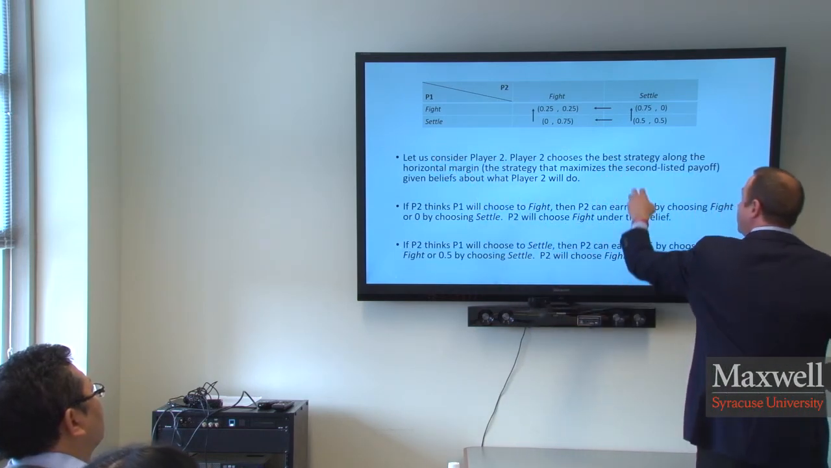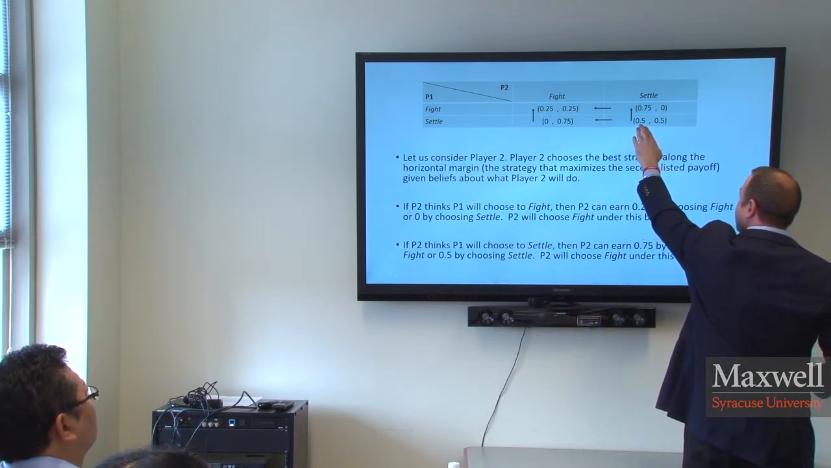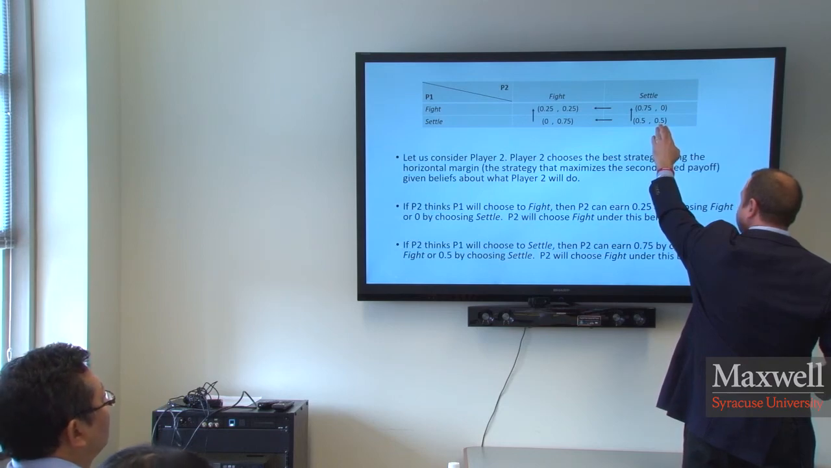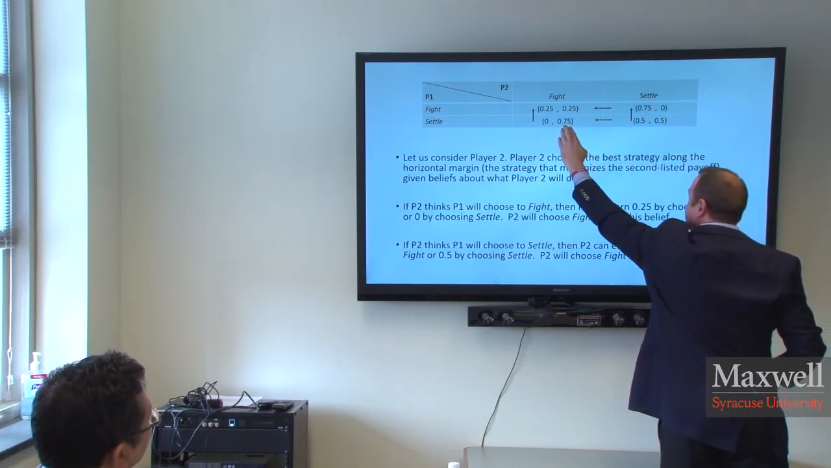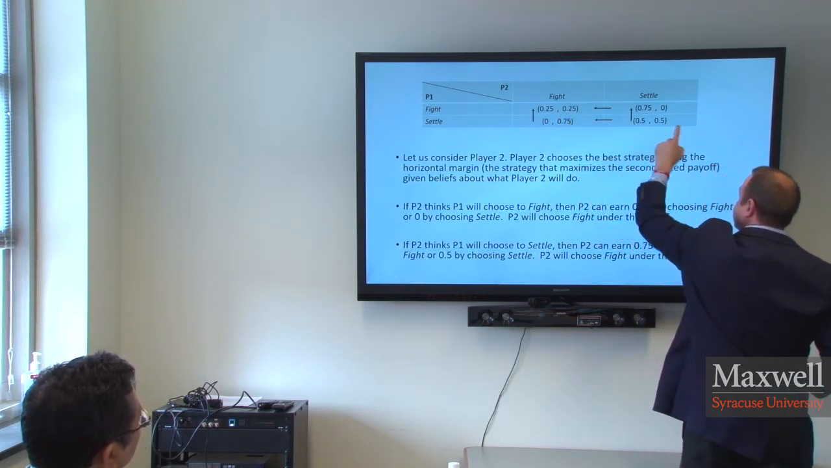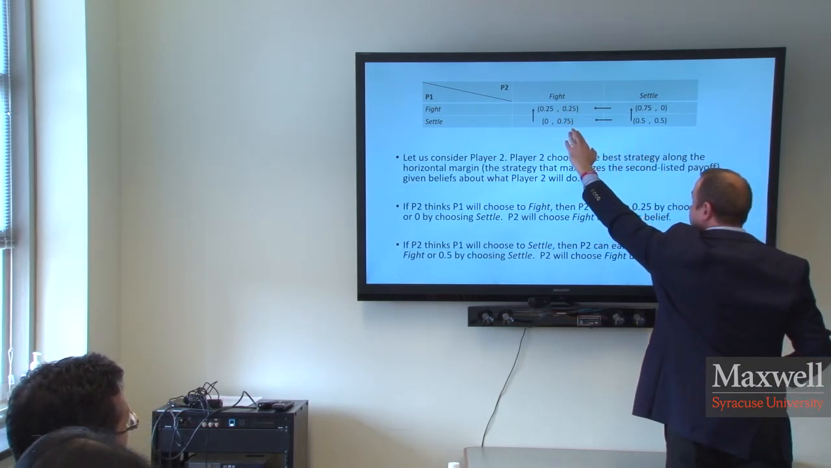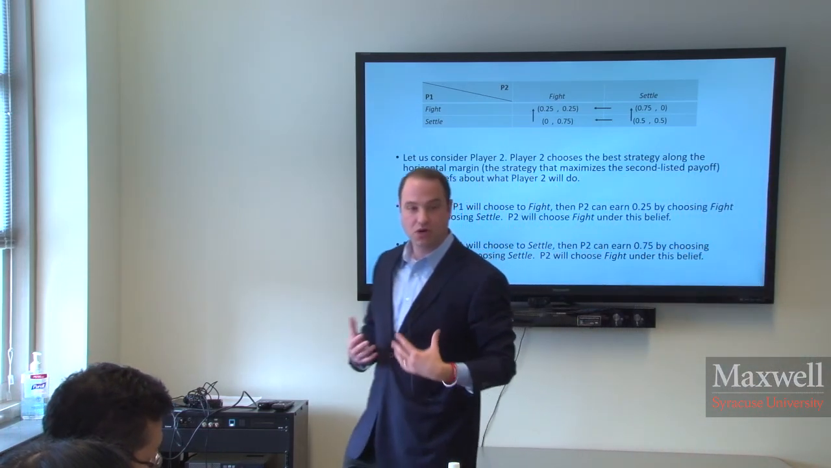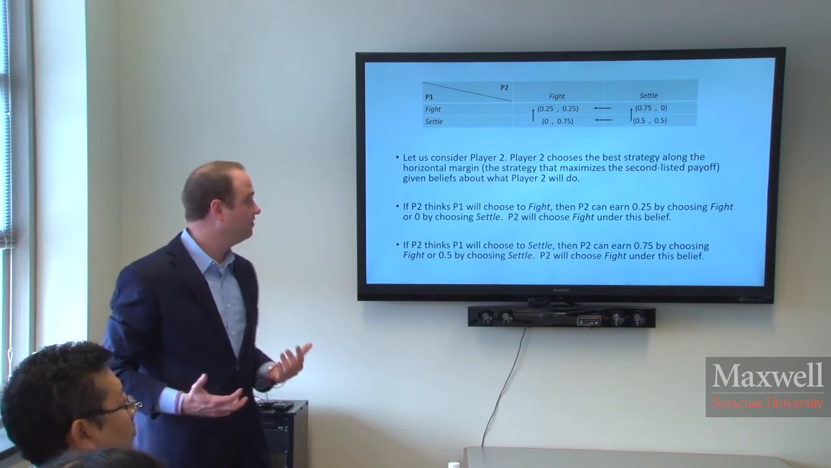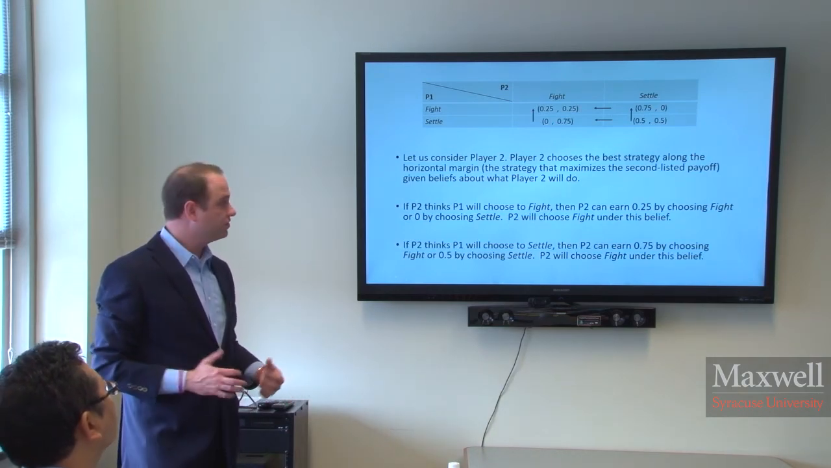If player two thinks that player one will choose settle, then player two can get 0.5 from settling, or 0.75 from fighting. 0.75 is greater than 0.5. Under that scenario, also they would choose fight, and so we draw a left arrow. So for both player one and player two in this game, fight is a dominant strategy.